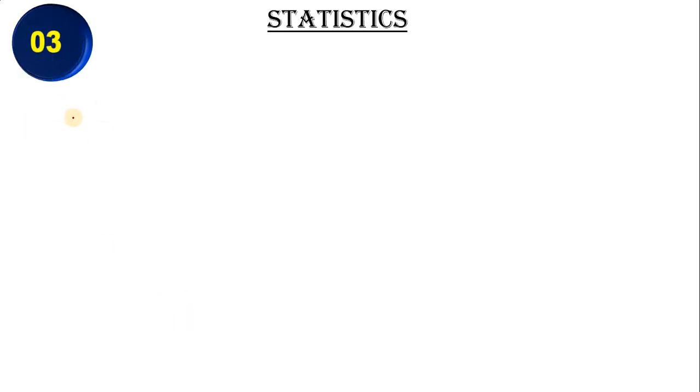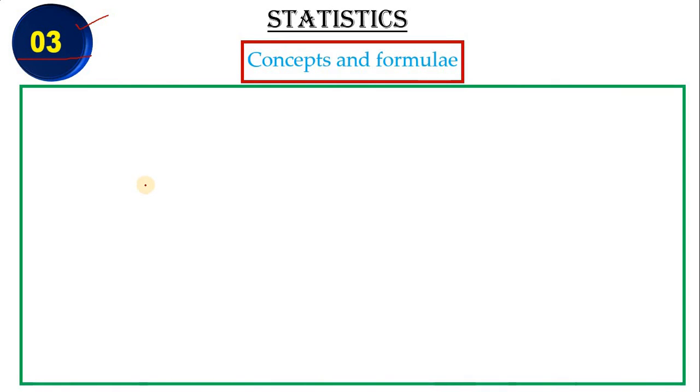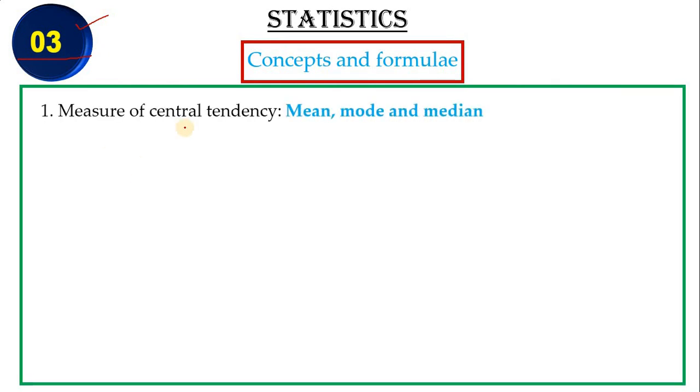Before going to the question section, let me give some important formulas of this chapter. Let me remind you, children, from this chapter you are going to get 3 marks in your upcoming examination. Now let's see some important concepts as well as formulas. The first one is measures of central tendency. There are 3 measures of central tendency: mean, mode and median.